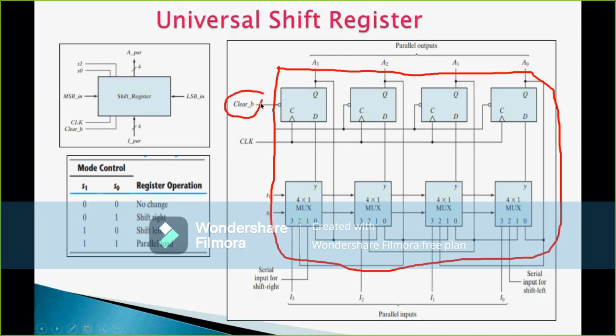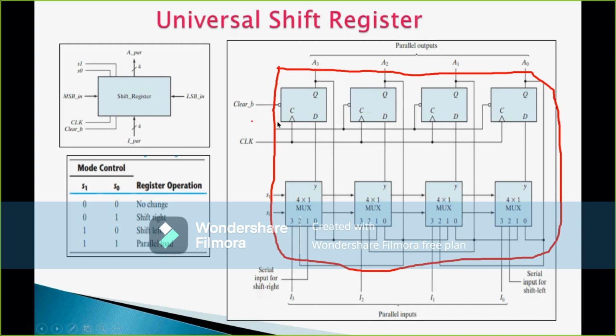Then one clear input to reset all flip-flops. Reset means we have to make the data 0 here. We have to store the data 0, 0 like that, so all the flip-flops have the data 0. In that manner we are able to clear all flip-flops using the clear B command.